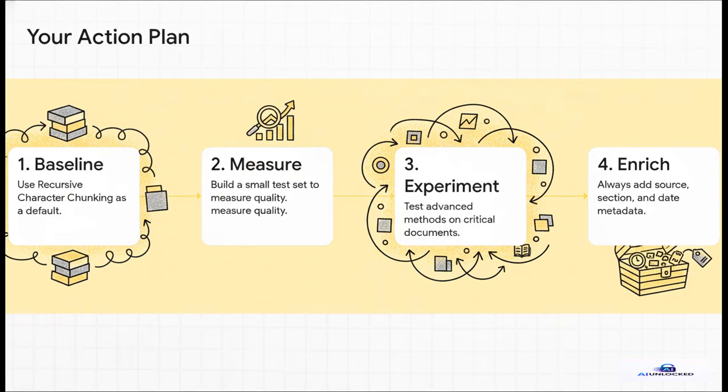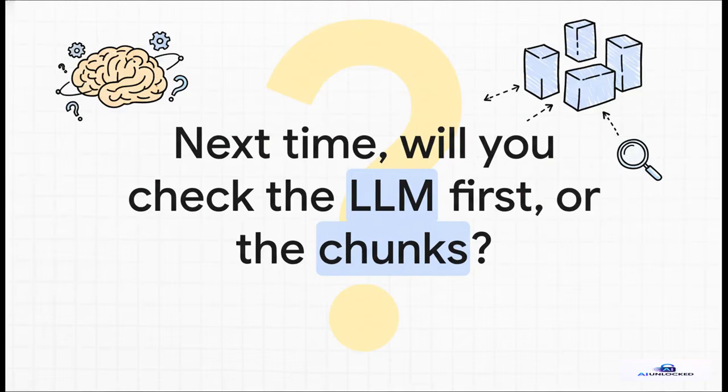This one's non-negotiable. So I'll just leave you with this one final thought. The next time your RAG system gives you a weird answer, resist that first instinct to blame the LLM or swap out the model. Instead, ask yourself, is the problem with the AI's brain, or is it the information we fed it? I guarantee you, more often than not, the answer's right there, in the chunks.